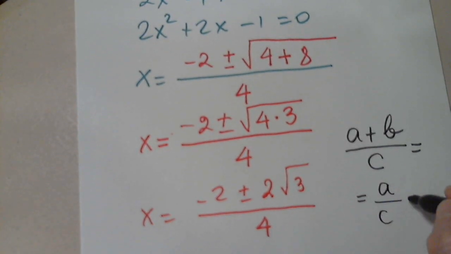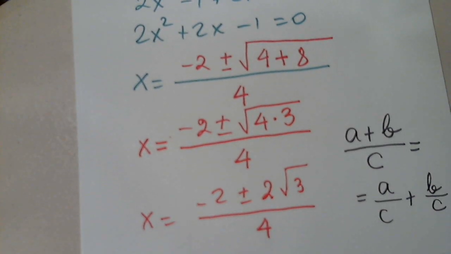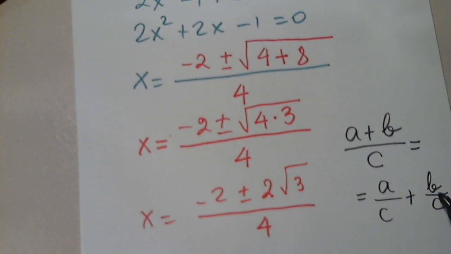A over C plus B over C. Brilliant. Who was that? Kevin. Thank you. And backwards, A over C plus B over C is the same as A plus B over C.